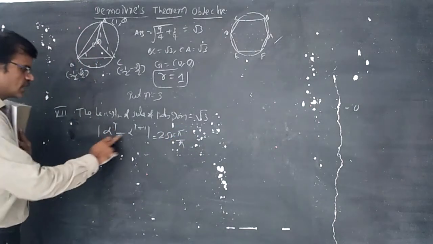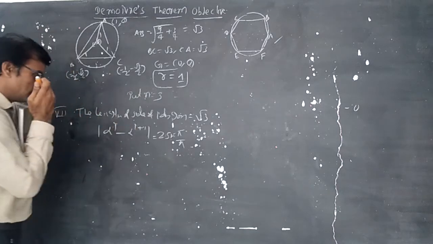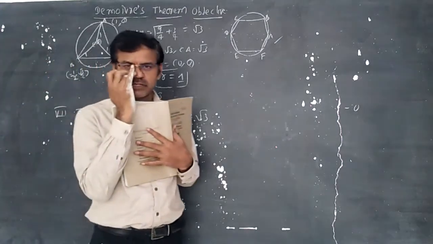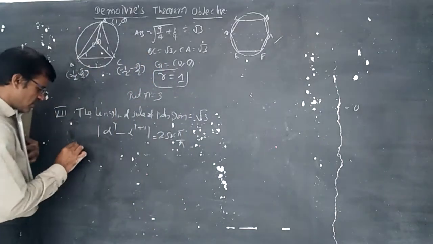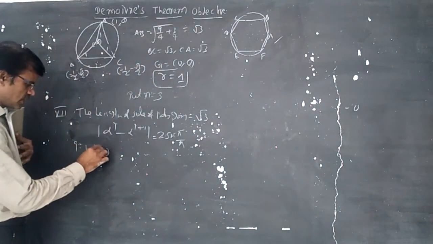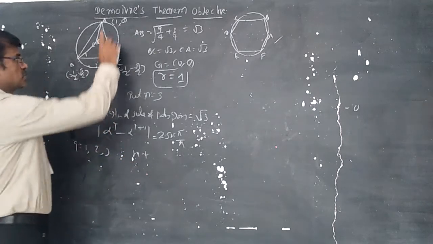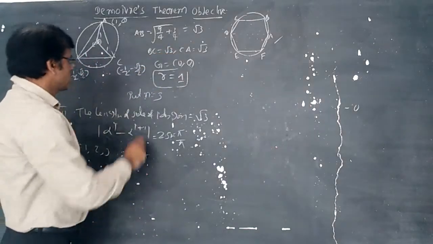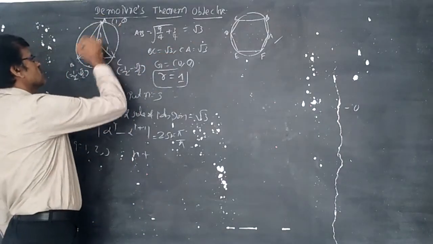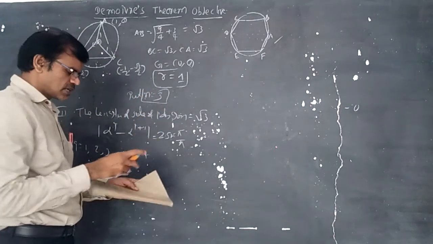This means the difference between alpha and alpha square like this. Here i is equal to 1, 2, 3 and so on, until n minus 1. Now the difference between A and B, you have calculated root 3. So what is the value here? The number of sides n is equal to 3 here, so it is a triangle.